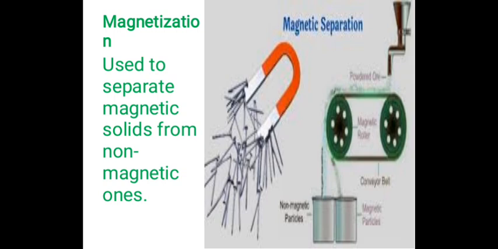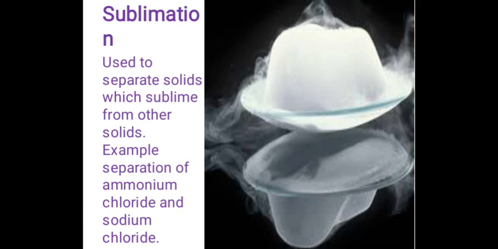You can use anything that is magnetic. You can use a magnet to separate them from those that are non-magnetic. Sublimation is used to separate a solid which sublimes from other solids. Examples include the separation of ammonium chloride and sodium chloride.